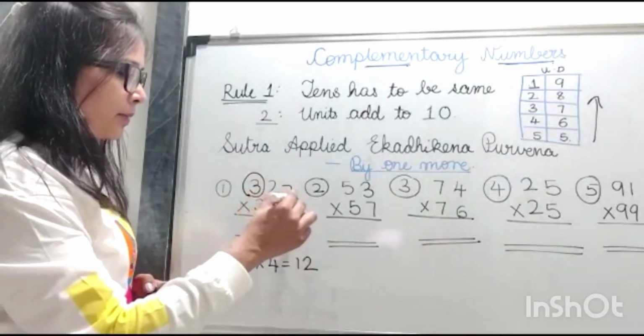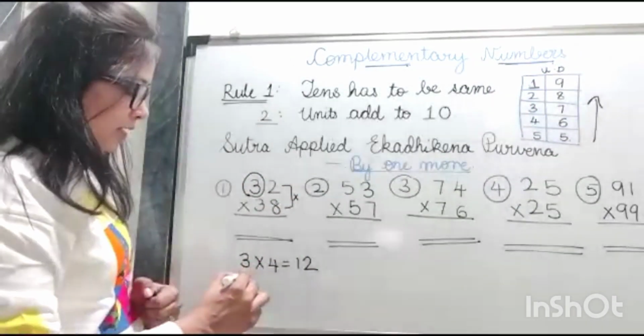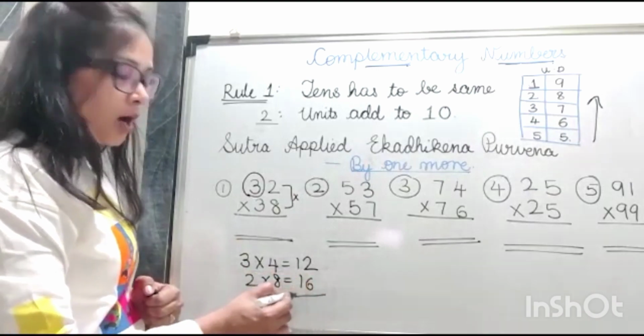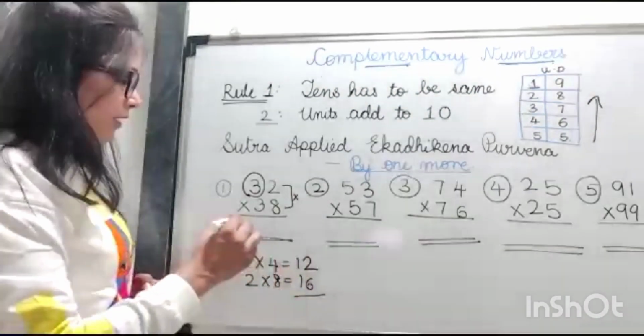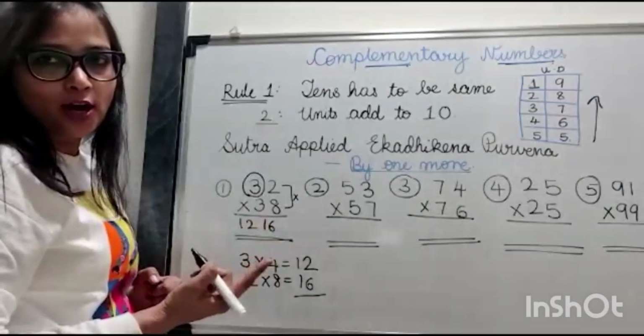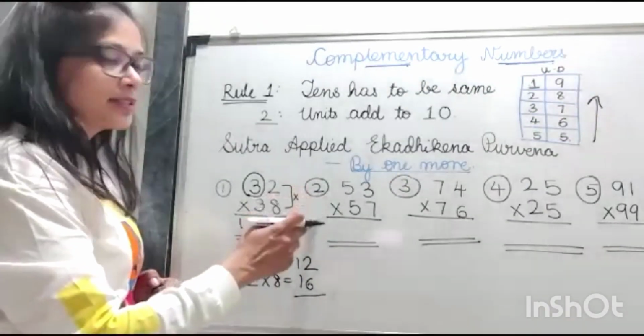Second step, multiply your units. So that is 2 into 8, that is 16. Now combine both the steps and write the answer. So first was 12 and second is 16. So this is your answer. Let's try this for the next sum.